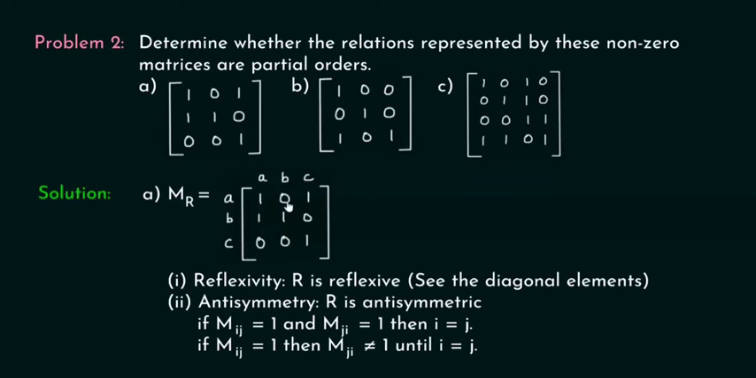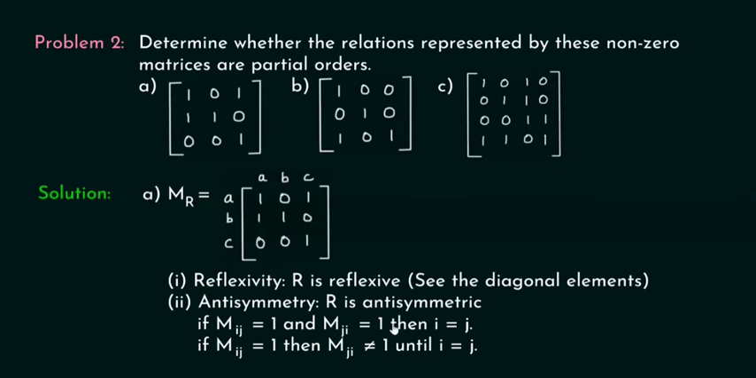This element is at index 1, 2, right? And this element is at index 2, 1. You can see that M21 is 1, but M12 is not 1. And you can also see that M13 is 1, but M31 is not 1. Also, M23 is 0 and M32 is also 0. Therefore, it is clear that R is antisymmetric.